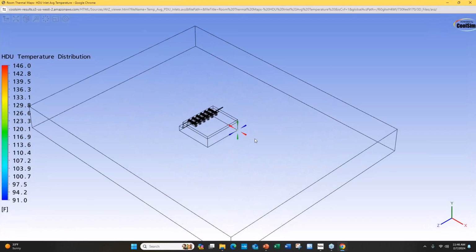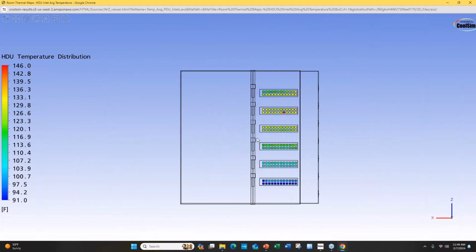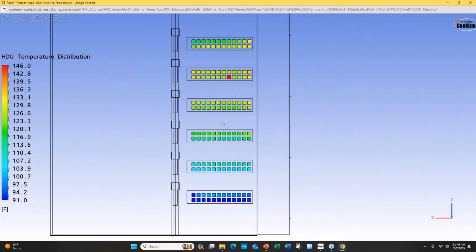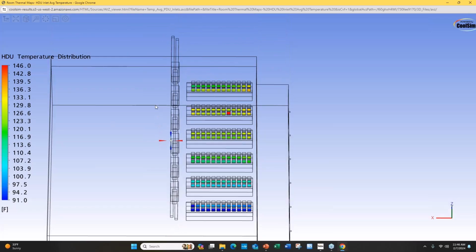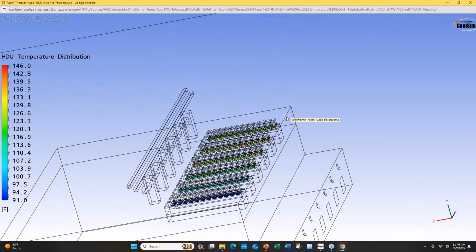And let's see. Yeah, you can see it helped. It brought them down a little bit. So now we're down in the 120s. It did help. And again, how much it helped is a function of cost. You know, is it cost effective? So CoolSim doesn't talk to you about cost effectivity.